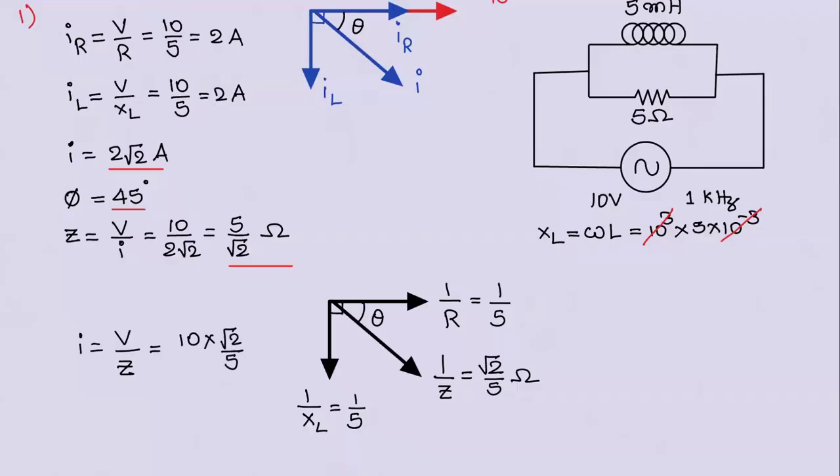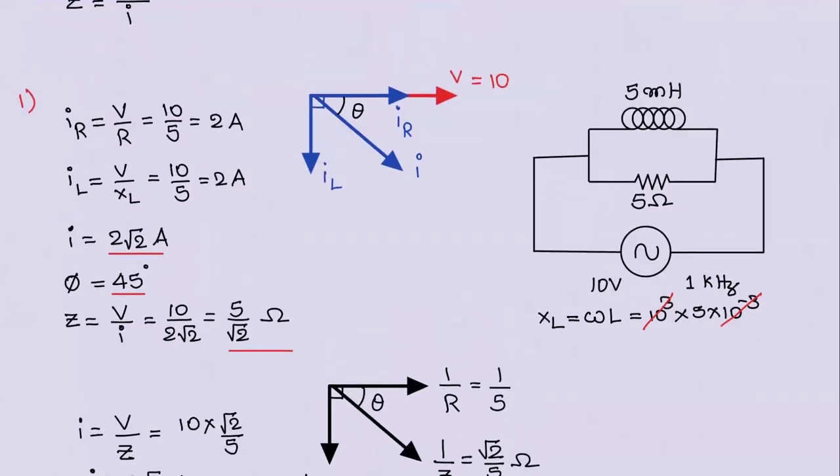So, therefore, current is equal to 2 root 2, right? Sorry, 2 root 2. Current is equal to 2 root 2. Check it, same answer you got.